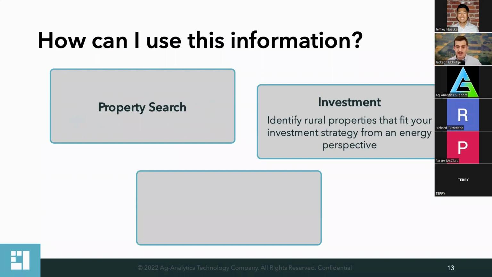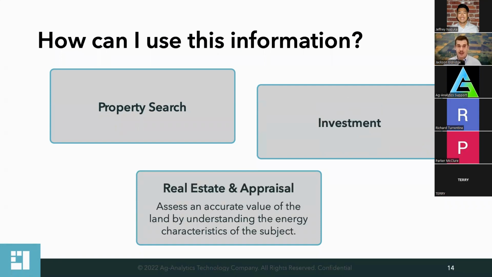A lot of people are going to be using this data for investment, identifying rural properties that fit your investment strategy from an energy perspective to see those same layers. And then finally, it's going to have a big application for real estate professionals and appraisers, being able to correctly assess the value of land, acre value. Up till now, we've always been displaying the property boundaries, the acreage. We have land types, crop rotations, soil maps to help you understand land primarily from an agricultural perspective. But now you can also see the energy components that are on the land, giving you a better idea of what that land could list for, or what it could appraise for.